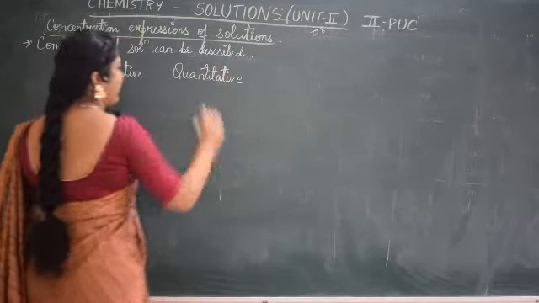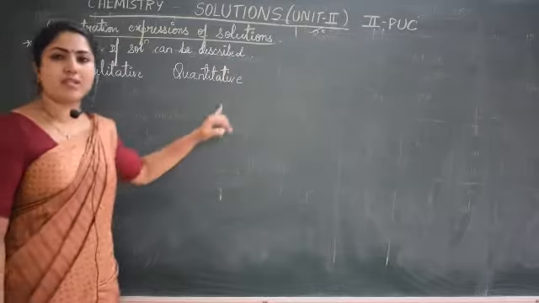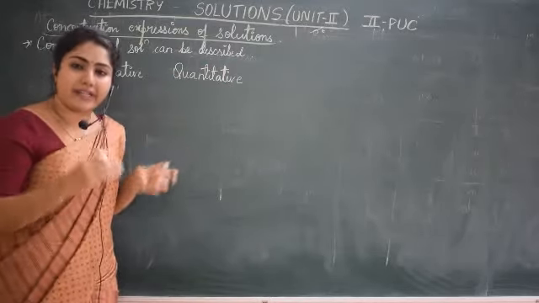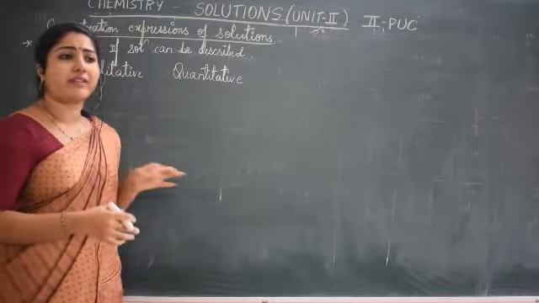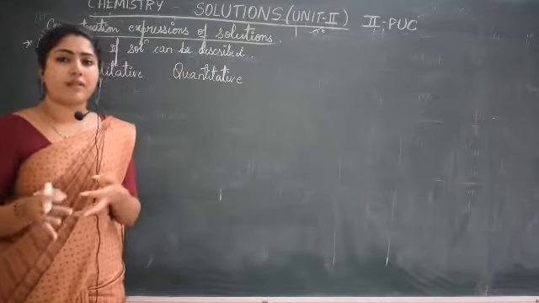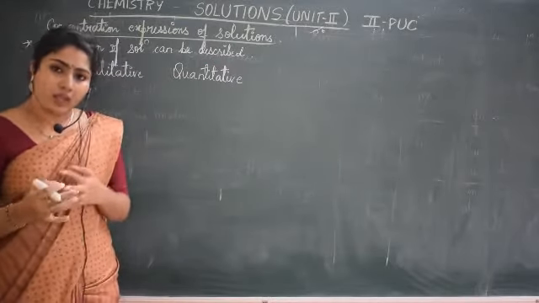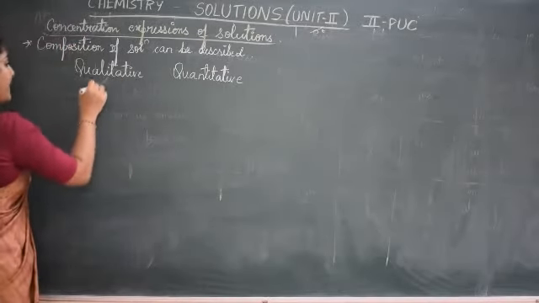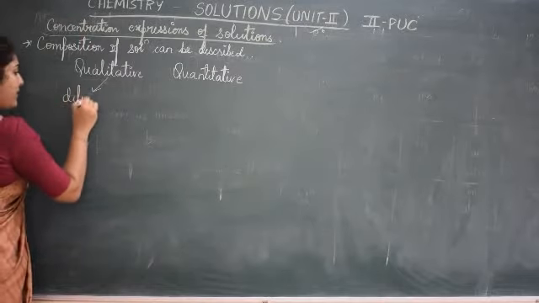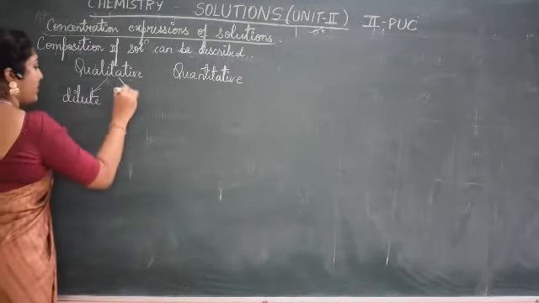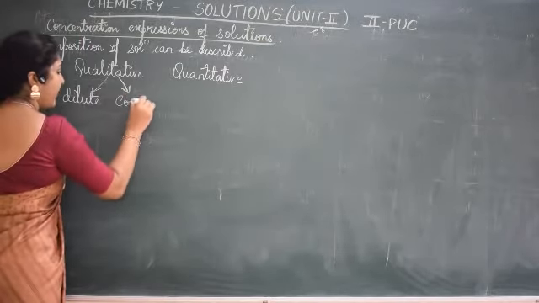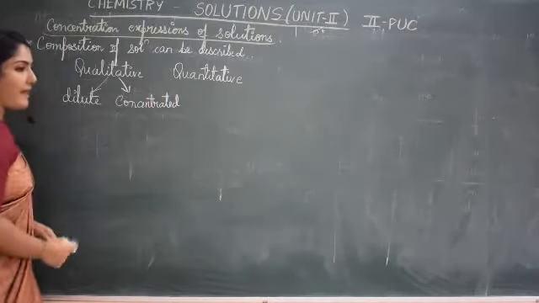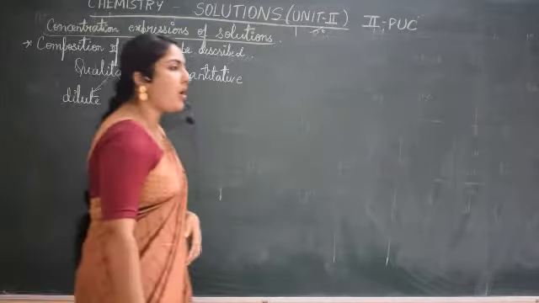Which ways can we represent concentration? One is qualitative and the other is quantitative. Qualitative means we speak about its quality. Concentration qualitatively means we say whether a solution is dilute or whether a solution is concentrated. We are just speaking about its quality, whether it is a dilute one or a concentrated one.